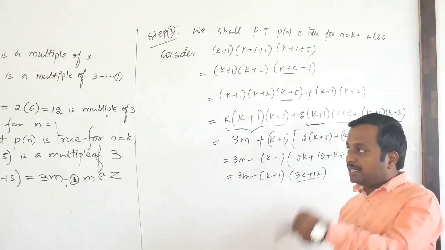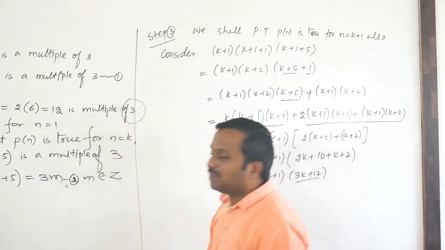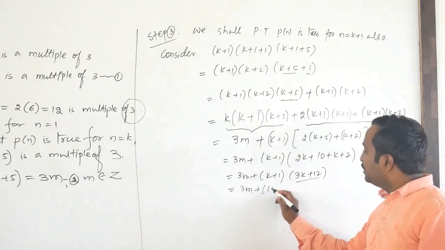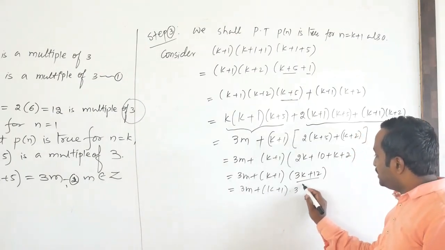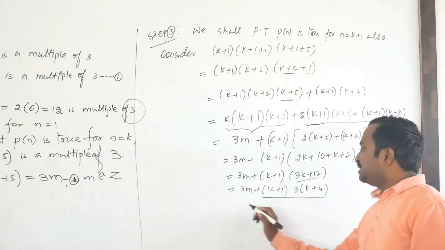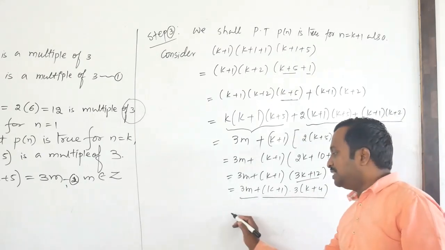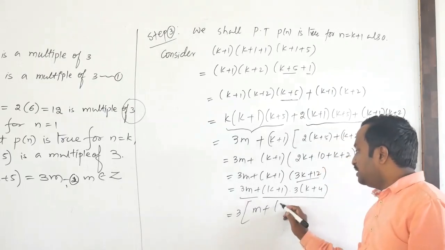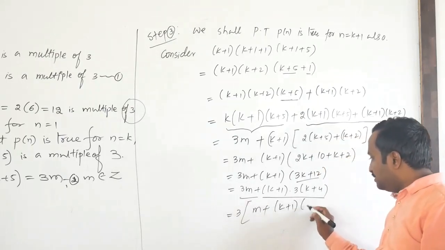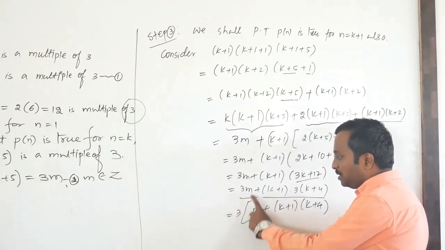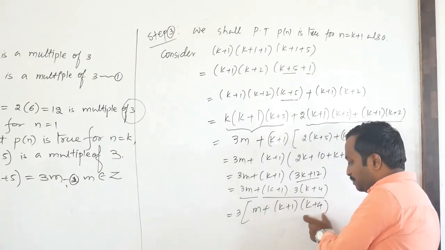3 is common. That is what I needed. We have to prove multiple of 3, so what we needed has come back. So taking k plus 1 into 3 common, k plus 4 is left. So in this concept 3 is common in both, because we have to prove multiple of 3. That's why I am taking outside 3 as a common term. Taking 3 common here and 3 common there, m is left, k plus 1 k plus 4 is left.